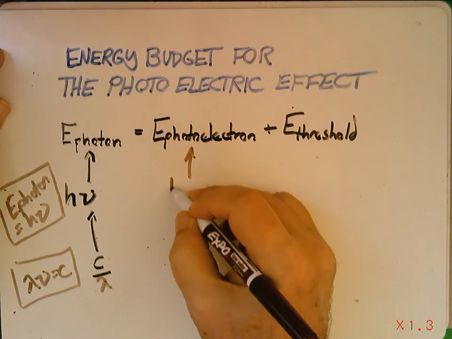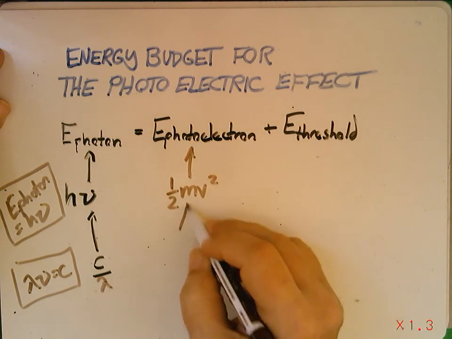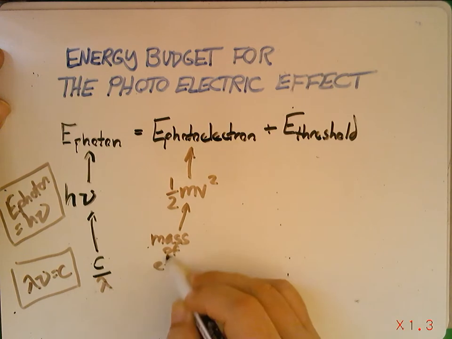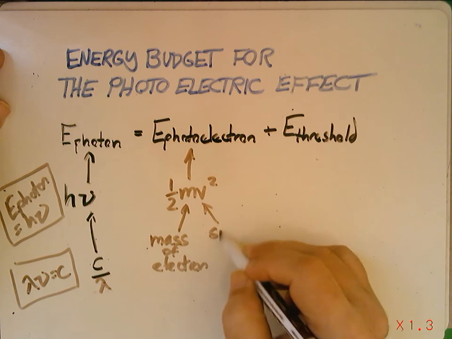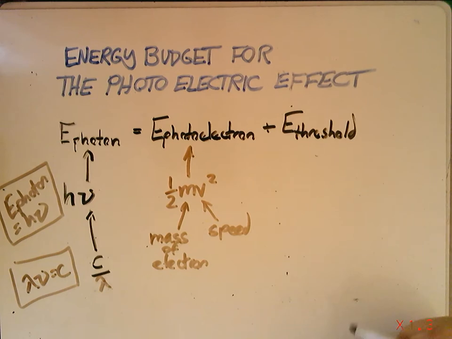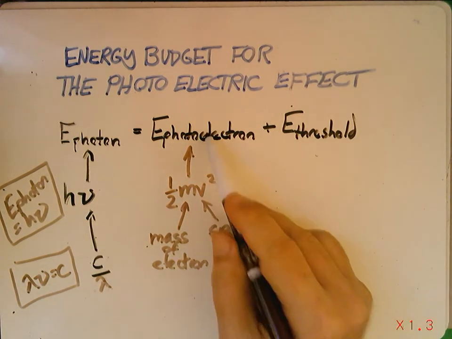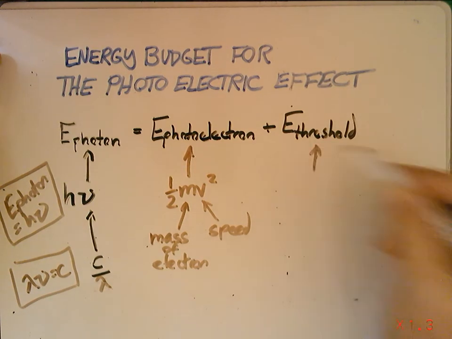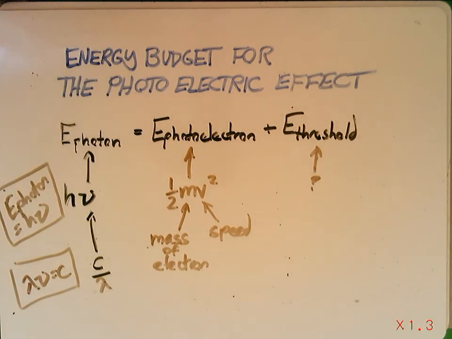Now, the energy of the photoelectron, usually they'll just give you a number for that. But if they don't, you have to know that that's a kinetic energy. And this m here is the mass of the electron, and this v is the speed of the electron, the photoelectron. If they give you a speed, you can calculate that. But usually they're going to just give you that number. And usually they're going to either ask you to calculate the threshold energy, or they'll give it to you in the problem.